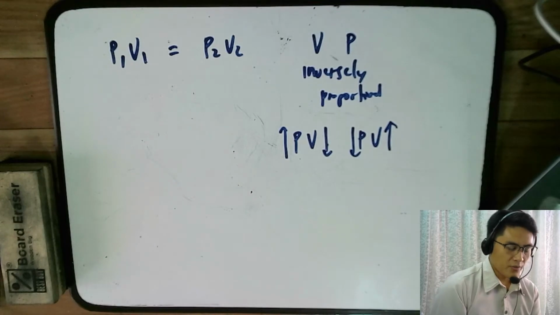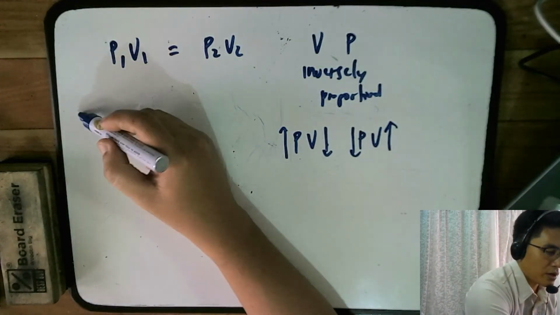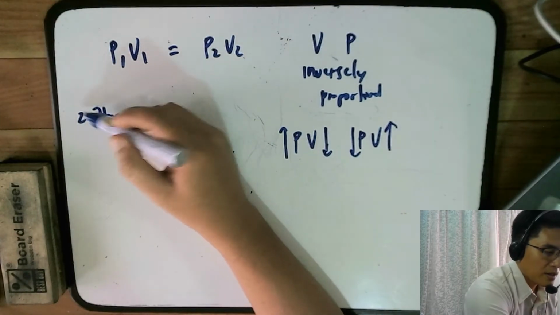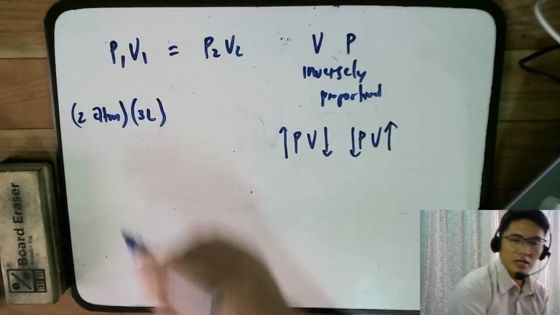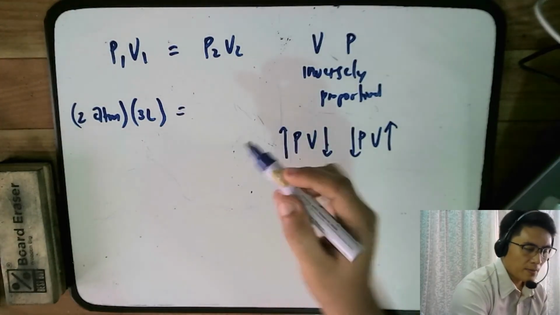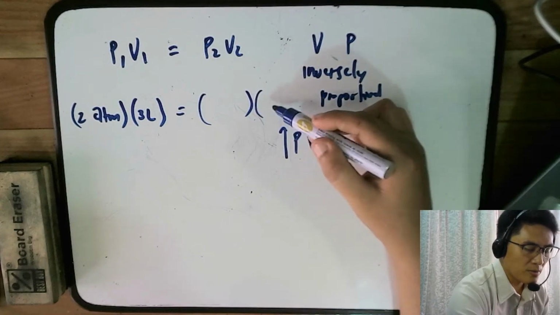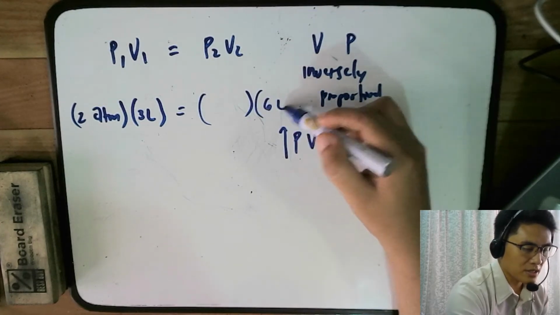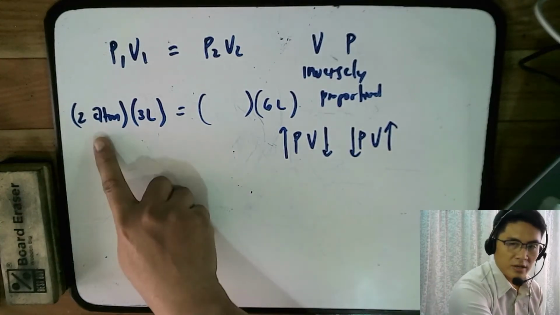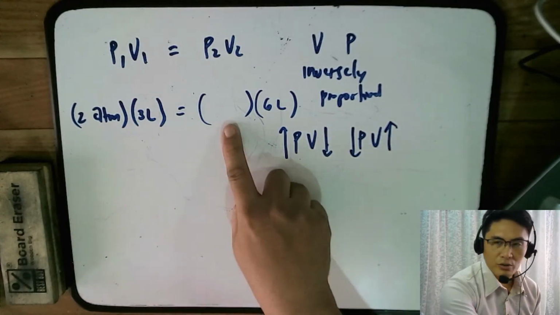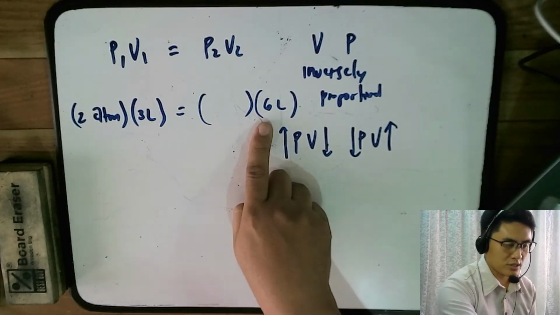So for example, if you have a problem and the pressure one is 2 atm, and its volume, for simplicity's sake, let's just pick simple numbers, is 3 liters. Now you don't know the pressure 2, but you know the volume has changed and it has become 6 liters. So here you are given P1, V1. You don't have P2, you are trying to solve for P2, and you have V2, which is 6 liters.